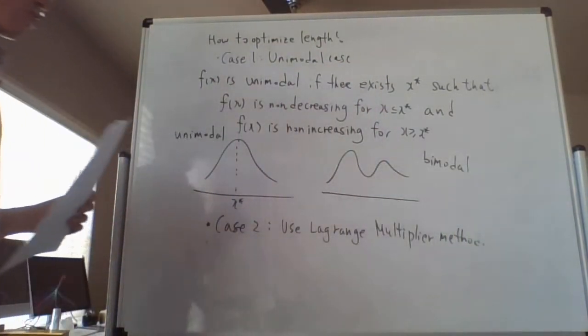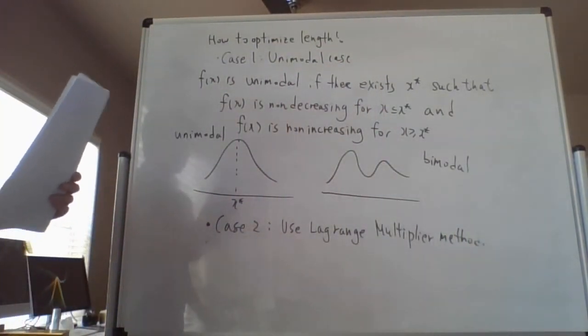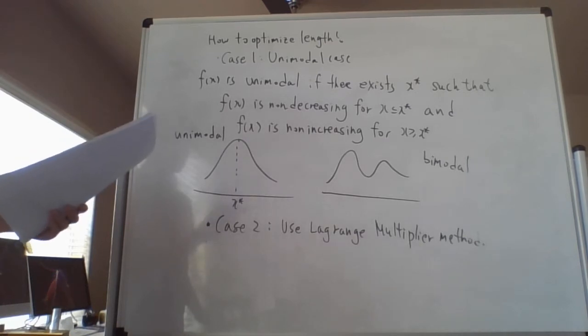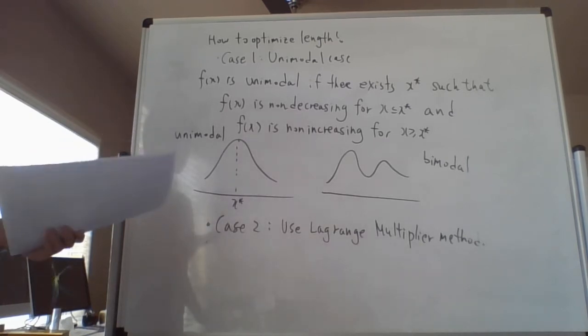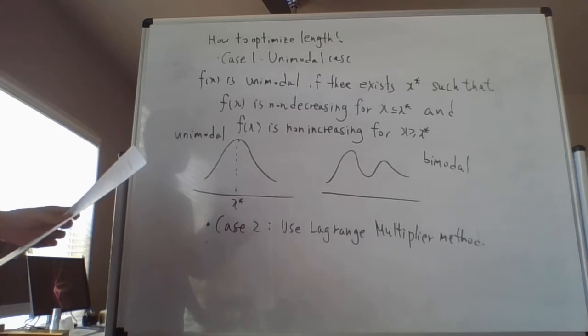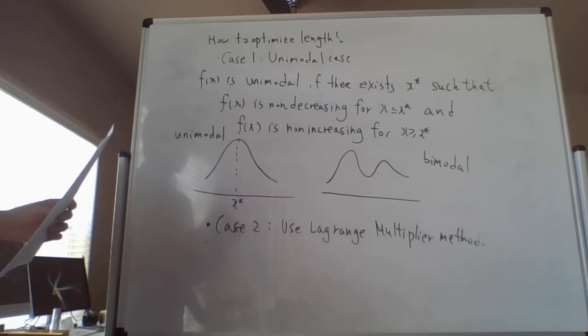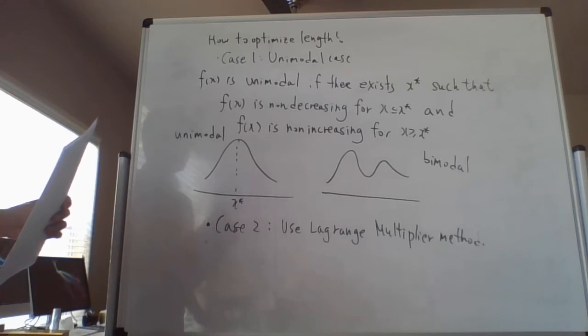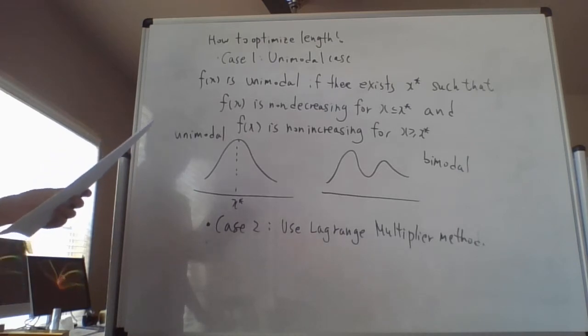The second way is to use the Lagrange multiplier method if you do not have a unimodal distribution. This is quite a complex method, so I will not explain it. I will concentrate on case 1, which is the unimodal case.